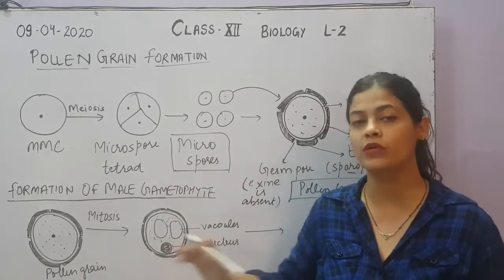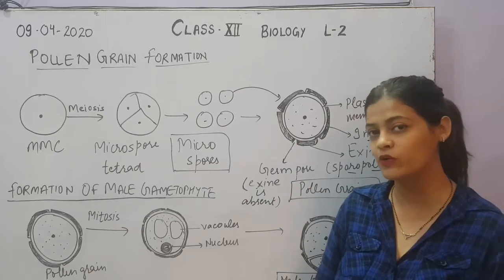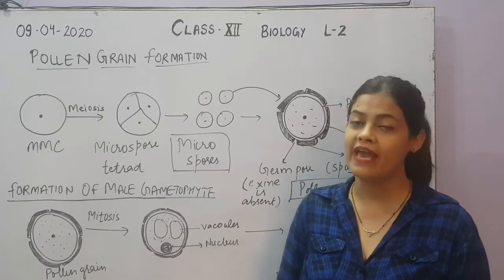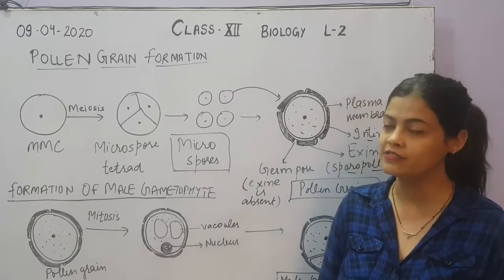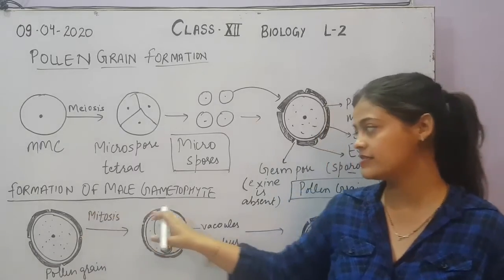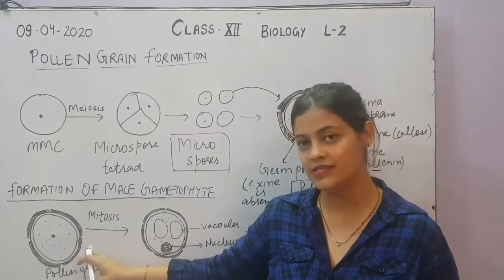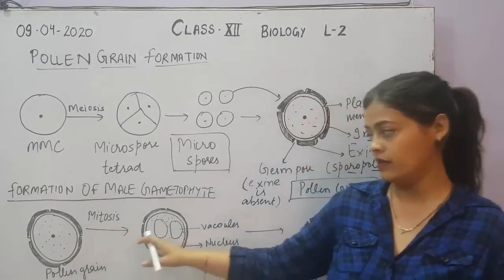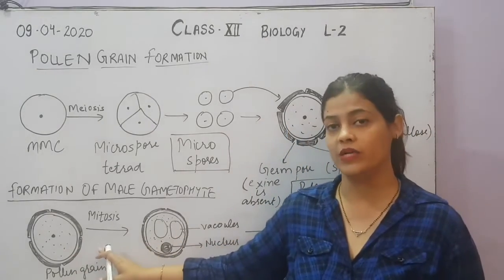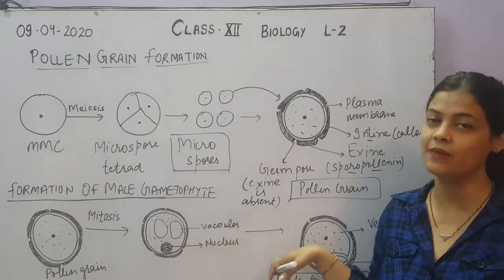Next is the formation of the male gametophyte. Now as I told you, pollen grain is also called the male gametophyte because it carries the male gamete in it. How does it do that? Let us see the formation of the male gametophyte. Now it is called pollen grain because it doesn't have a male gamete in it. Further it will undergo development to have the male gamete in it.